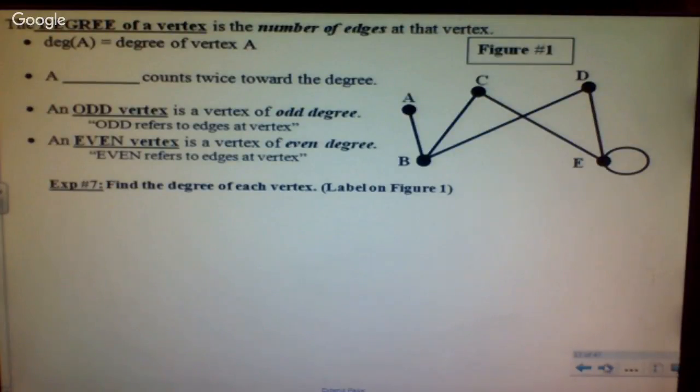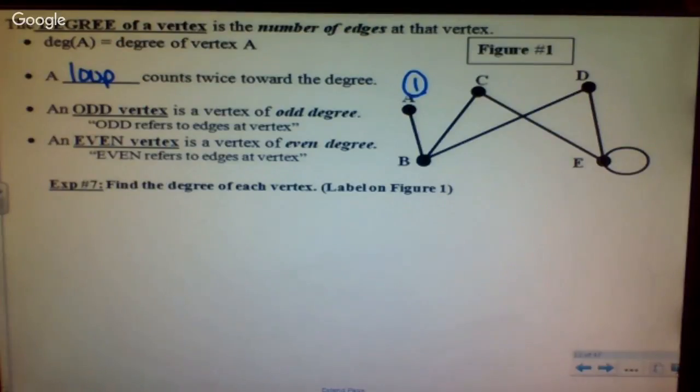This we've already kind of done when we were finishing up 5.2. The degree of a vertex is the number of edges at that vertex, or how many lines are coming out of your dot. So a loop counts as 2. Okay, you've got an exit and an enter. So take a look at this graph. How many lines are coming out of A? 1. So A has a degree of 1.